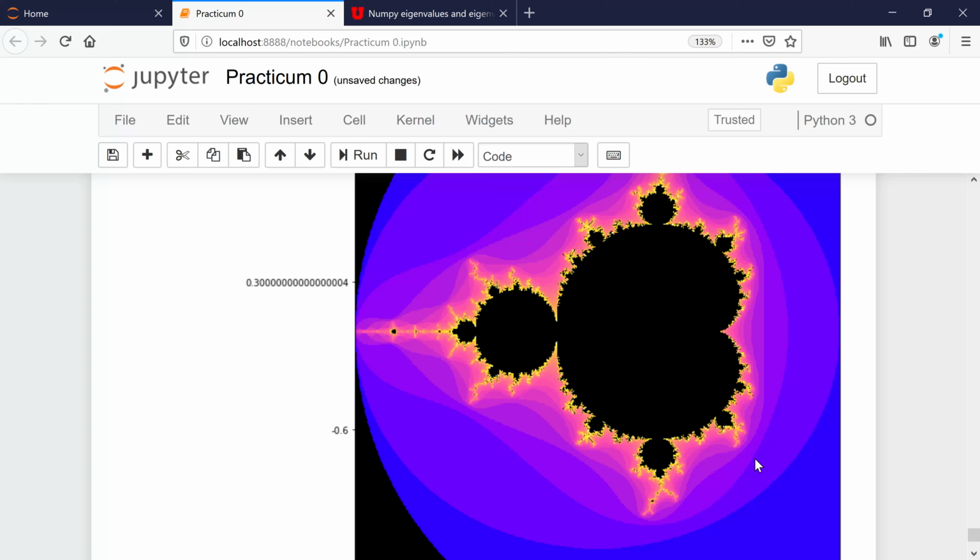So next time we'll start implementing the Monte Carlo, the linear congruential random generator.